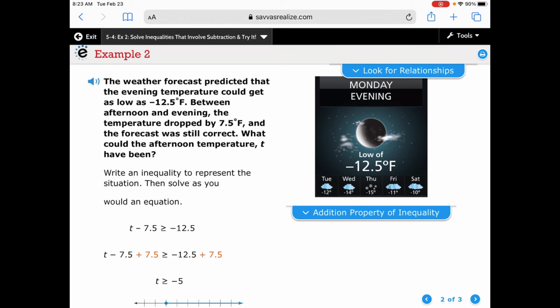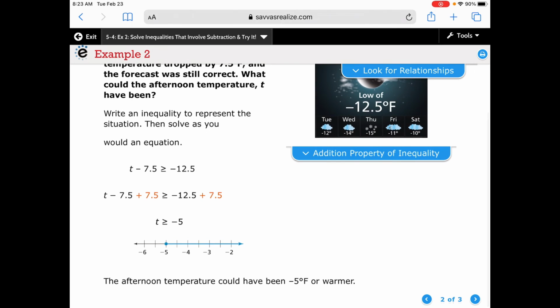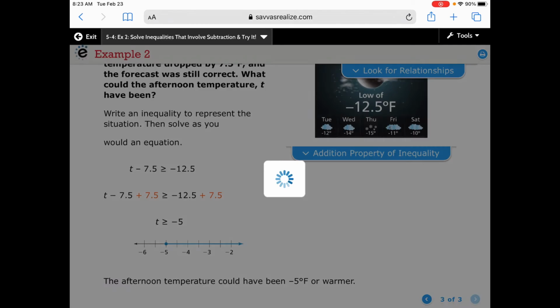So we set this up. T minus, and we're subtracting 7.5 because it's going to be dropping. And we said that it would have to be greater than or equal to negative 12.5 because the temperature has to be above that because it can't be any lower. So we add 7.5 to each one, and we see that we end up getting T is greater than or equal to negative 5 degrees.